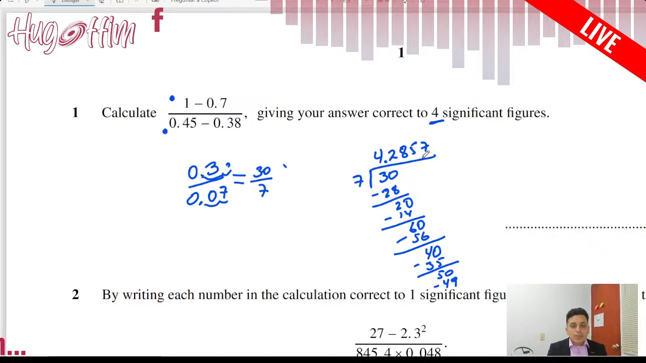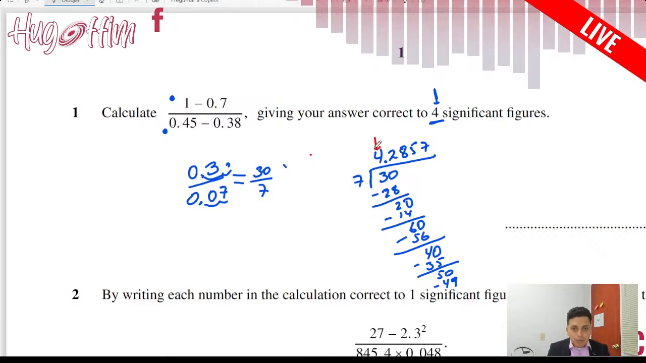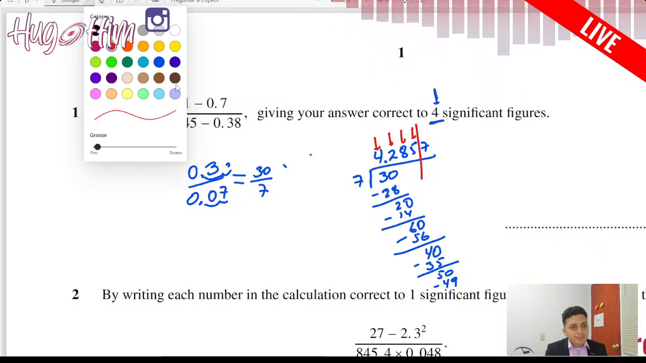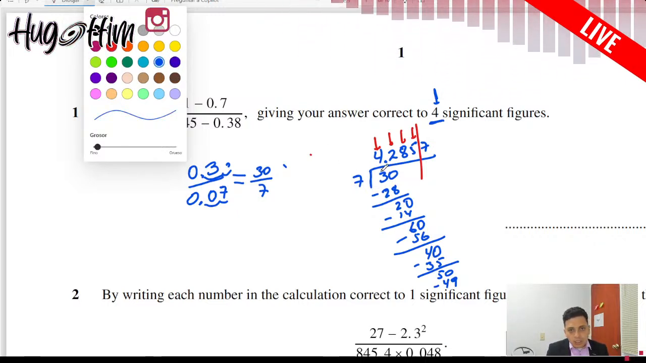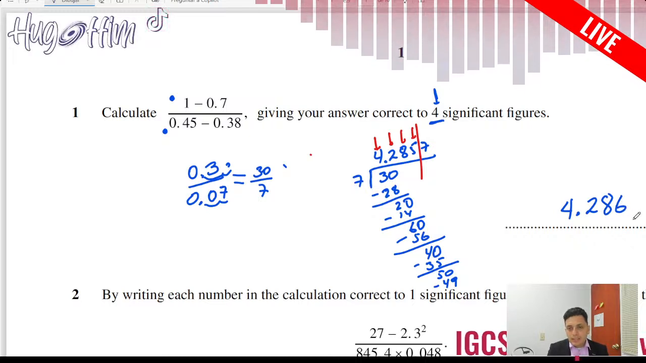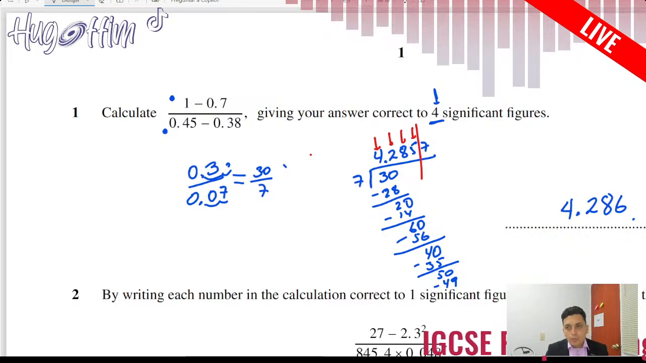I'm going to continue because it says 4 significant figures. So how many significant figures do I have so far? I have 1 here, 2 here, 3 here, 4 here. So I have to round at this decimal place, as the next digit is 7. So our answer is just 4.286. That's the number corrected to 4 significant figures.